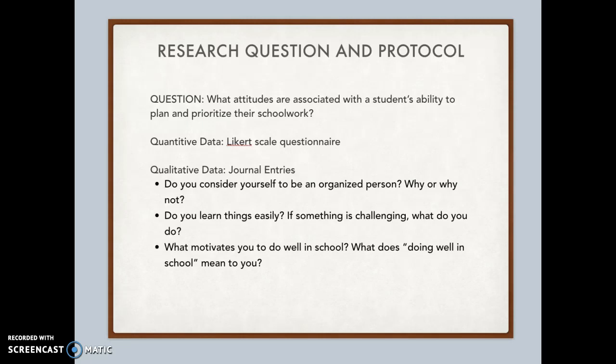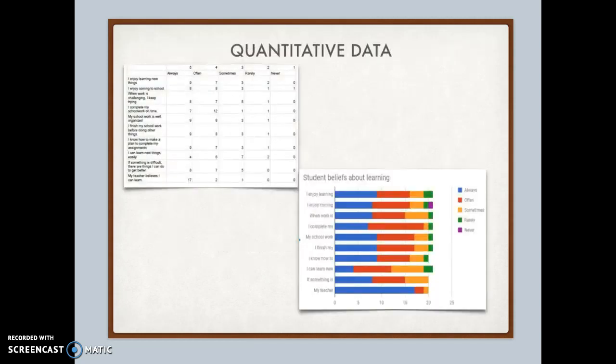There were 2 ways that I collected data for this research question. I used a Likert scale, which I'll talk about in a little bit, and I looked at qualitative data. What I did for this was I collected journal entries, which I will also show you an example of. So I created a questionnaire that focused on students' attitudes regarding school, their assignments, and learning.